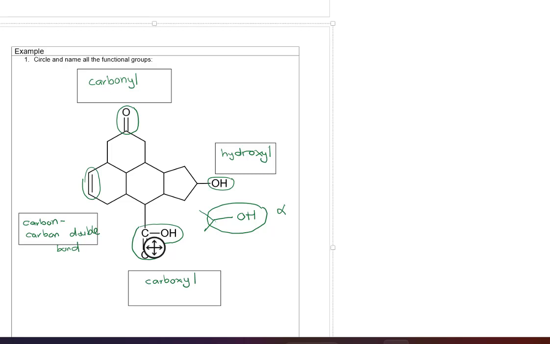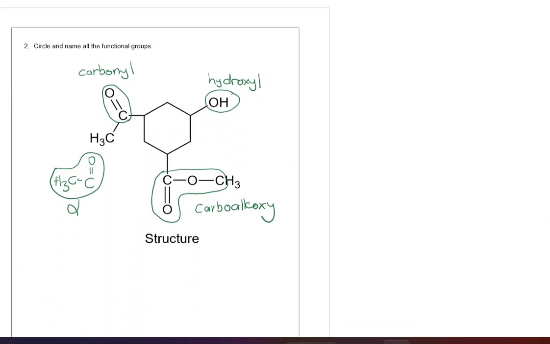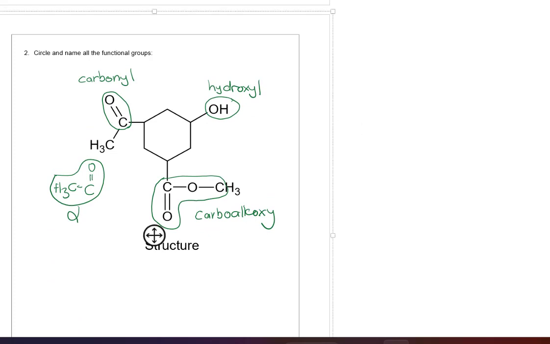If you circle the OH along with the carbon here, your answer will be wrong. So you only need to circle OH. That is hydroxyl. So here you have carbonyl, carbon-carbon double bond, and carboxyl. Okay, next example, here you have carbonyl, hydroxyl. For this carbonyl, make sure you only circle C double bond O. If you circle along with CH3, your answer is wrong. This one is carboalkoxy. Make sure you only circle C double bond O, O and then C. No need to include the hydrogen.